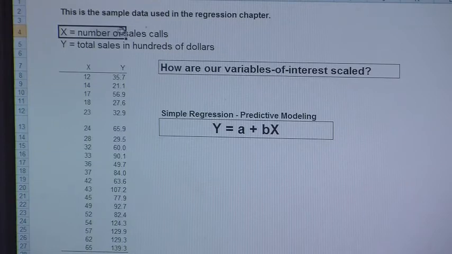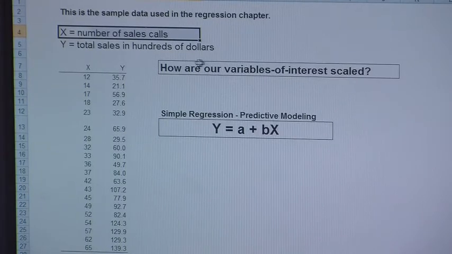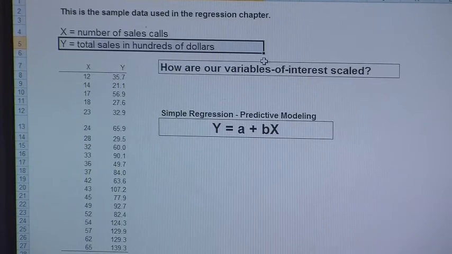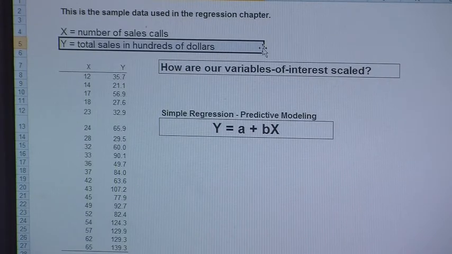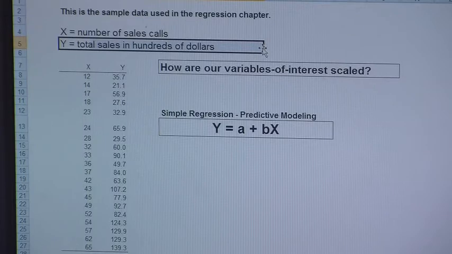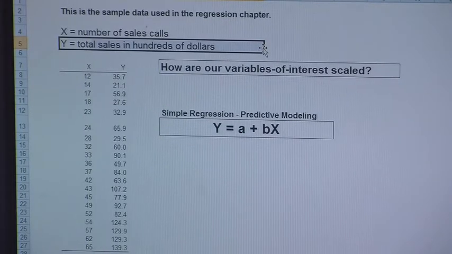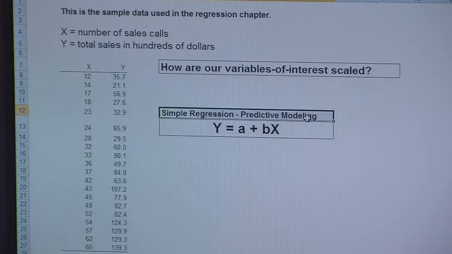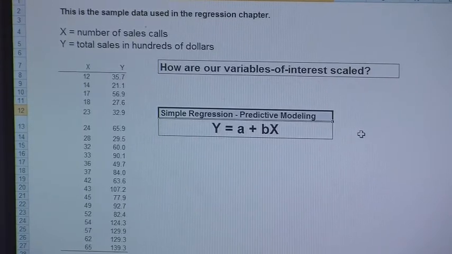Again, in our data here, column X has to do with the number of sales calls that a person makes, and column Y has to do with the total dollars of sales that the salesperson generates. So we're going to work with the same variables here, but rather than merely doing a test of association, we're going to perform a simple regression analysis, which is our first venture into what we call predictive modeling.